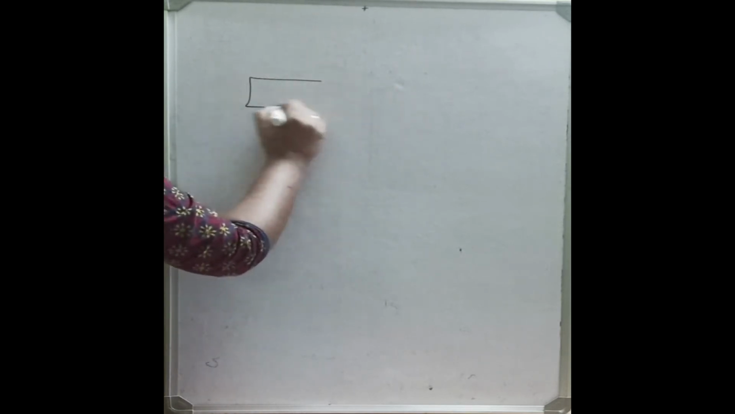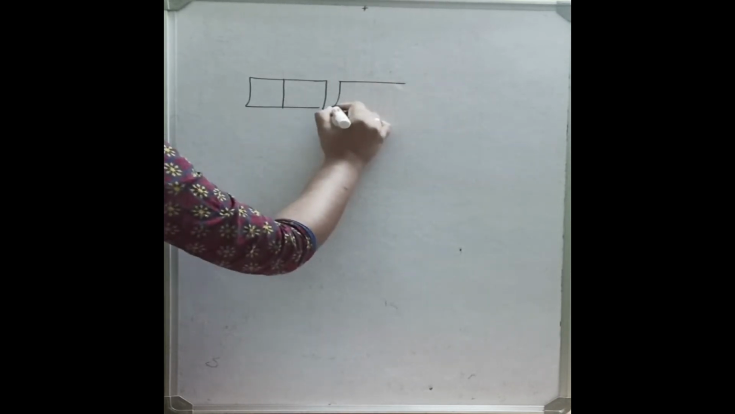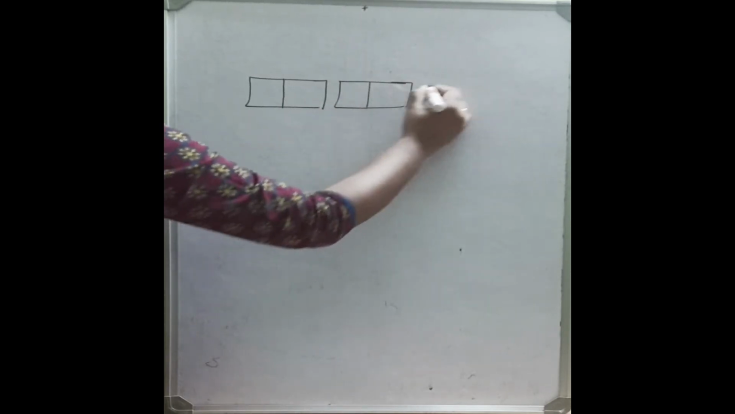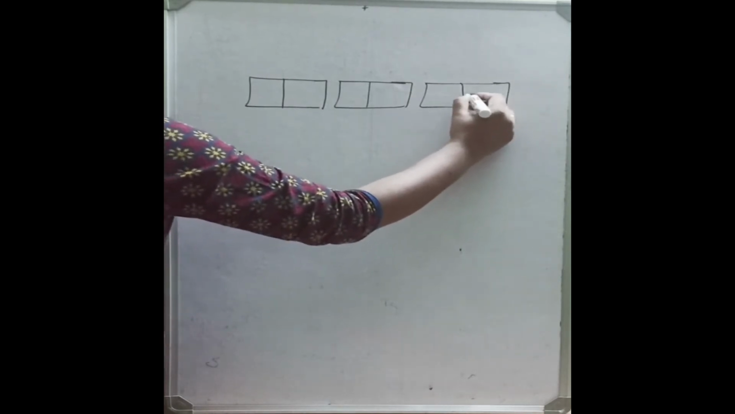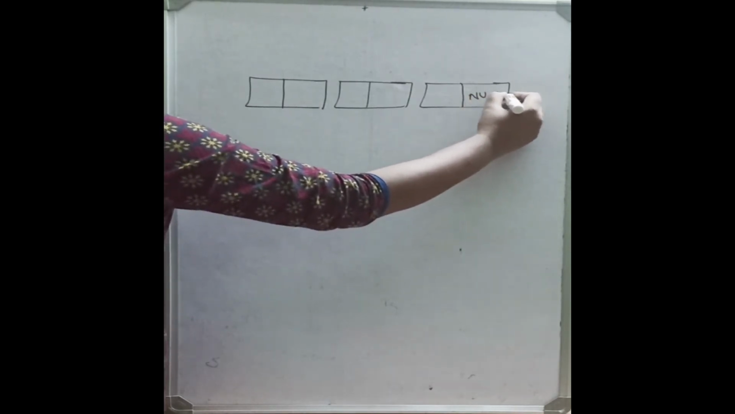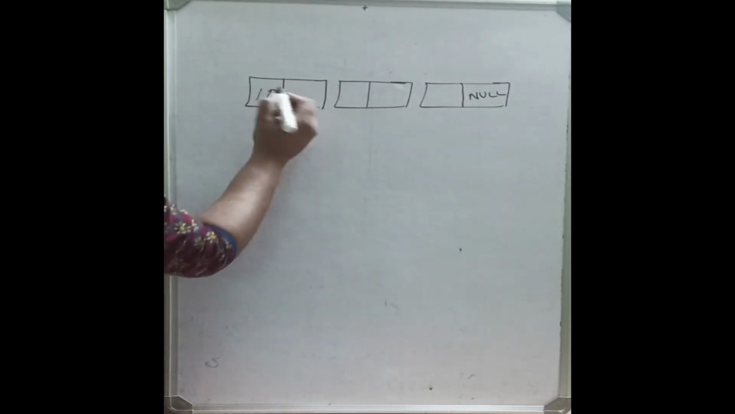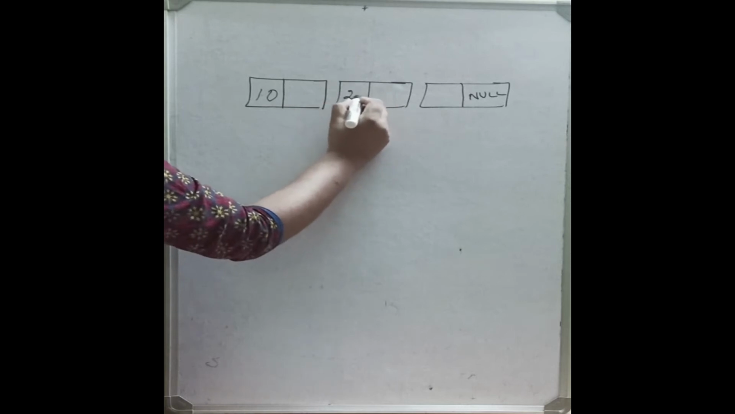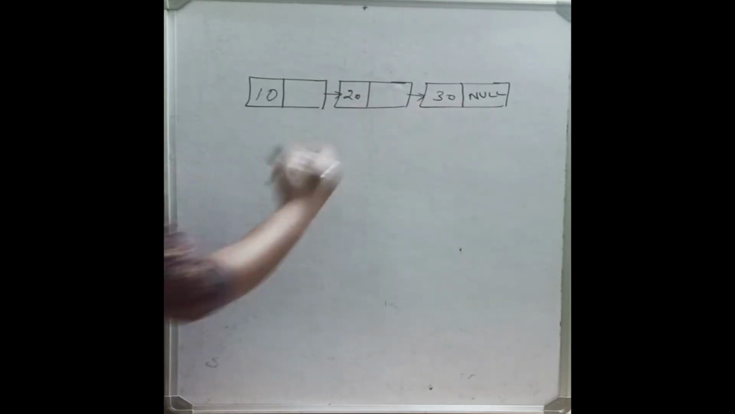Insert a new node in a linked list. I will consider 3 nodes here in my list. In the last node, in the last field, I store a null value. So the values of these nodes are 10, 20 and 30. So you have a list like this.